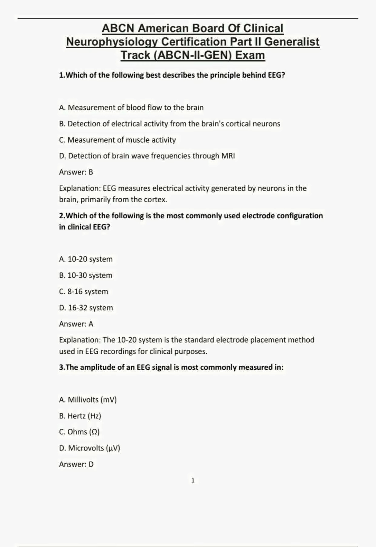ABCN2Gen Exam. 1. Which of the following best describes the principle behind EEG? A. Measurement of blood flow to the brain. B. Detection of electrical activity from the brain's cortical neurons. C. Measurement of muscle activity. D. Detection of brain wave frequencies through MRI. Answer B. Explanation: EEG measures electrical activity generated by neurons in the brain, primarily from the cortex.